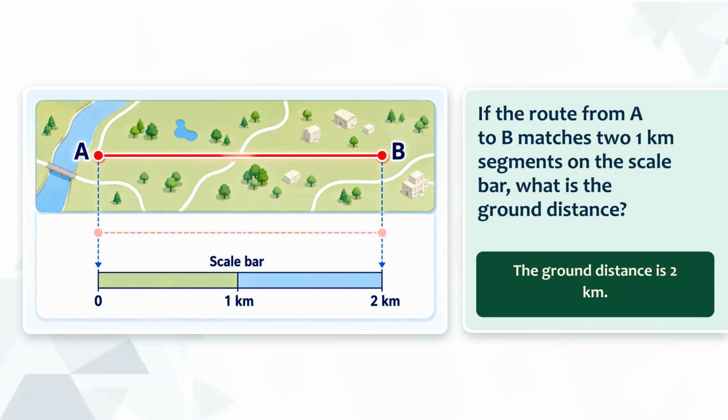If the route from A to B matches two 1 km segments on the scale bar, what is the ground distance? The alignment makes the result visible. The ground distance is 2 km. The route covers both 1 kilometer segments. Next, we will measure a route and complete the full conversion procedure.